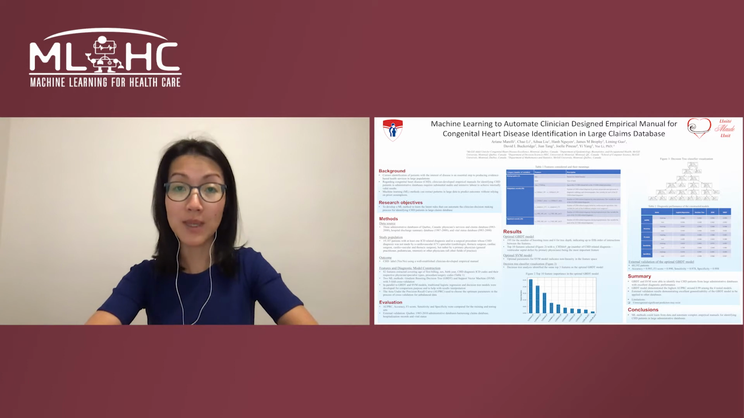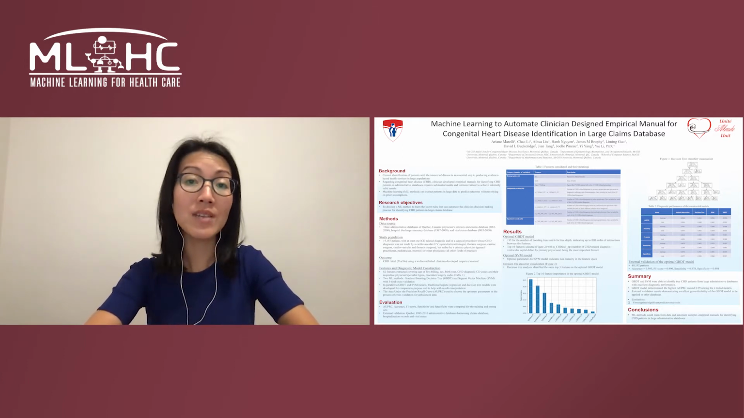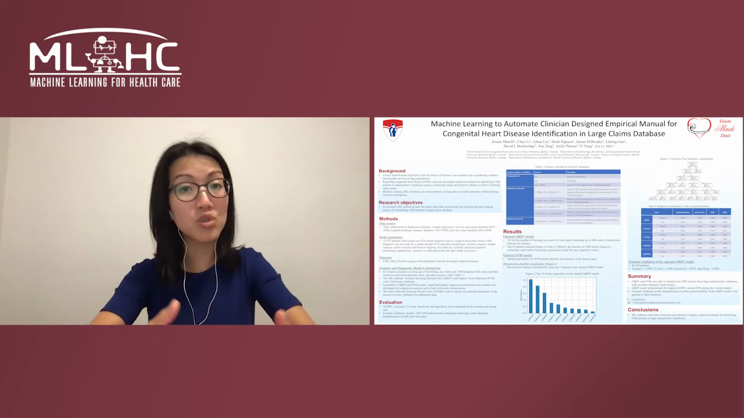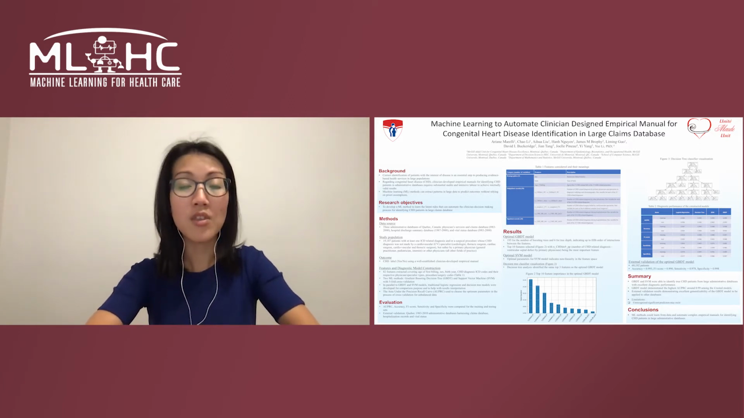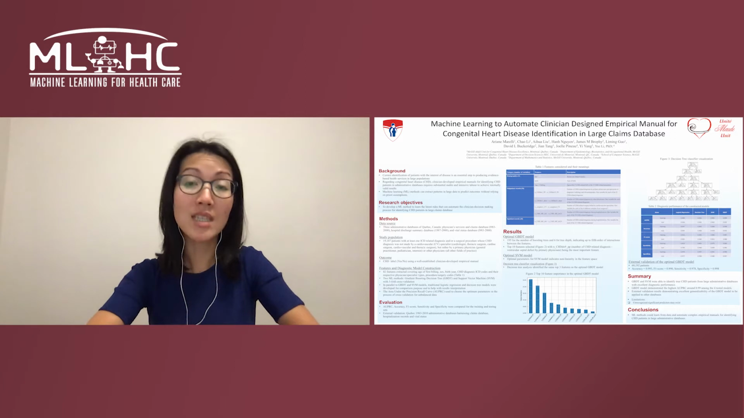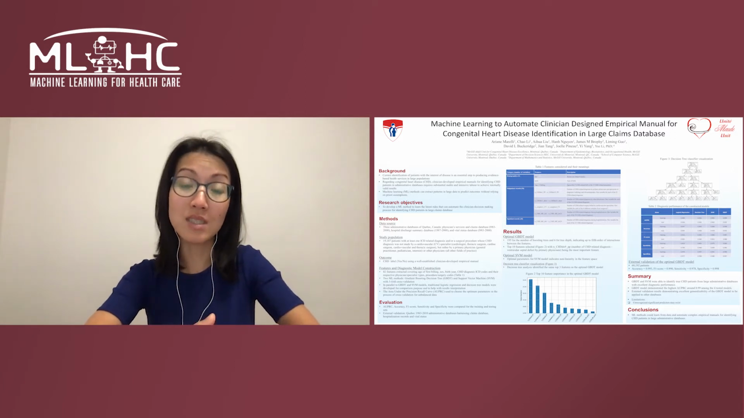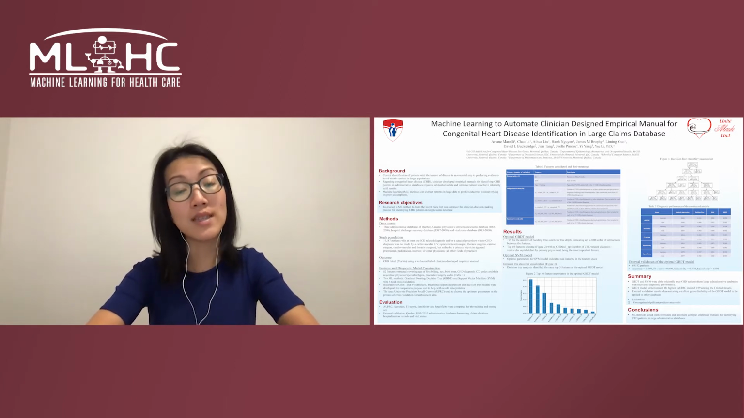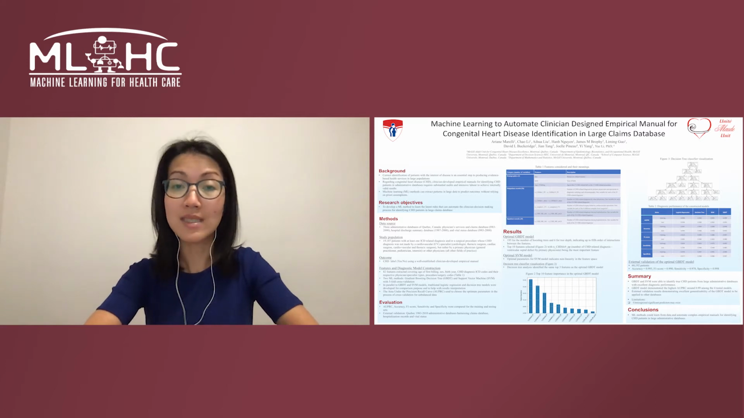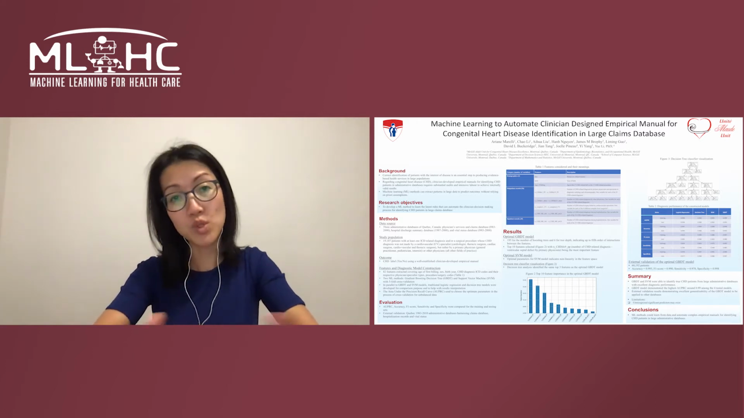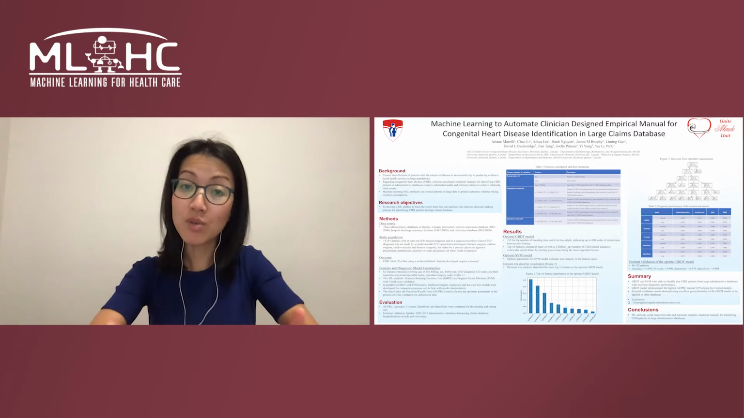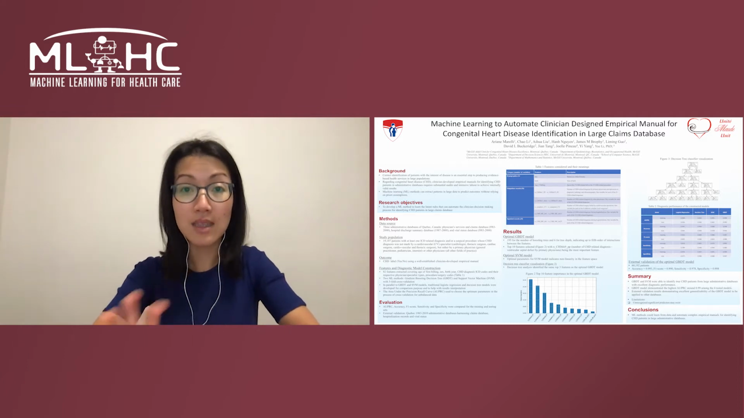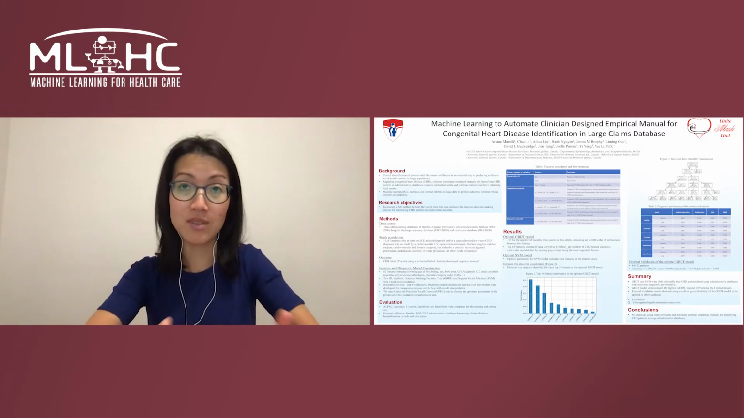Large claims databases are an excellent source of research data as they provide very large samples with little to no referral bias. The first step and challenge in using them in congenital heart disease research is the ability to identify true congenital heart disease patients, as opposed to patients who have a diagnosis of congenital heart disease in their file but who don't actually have the disease.